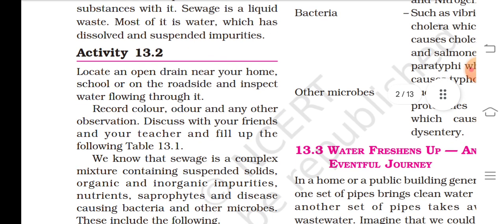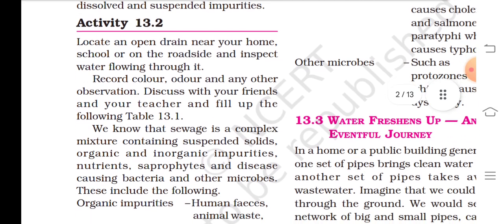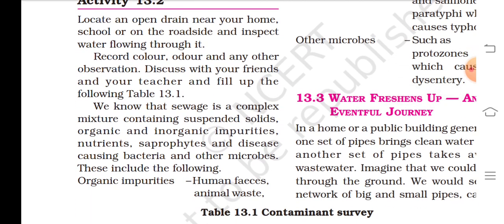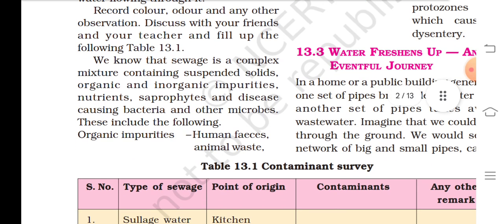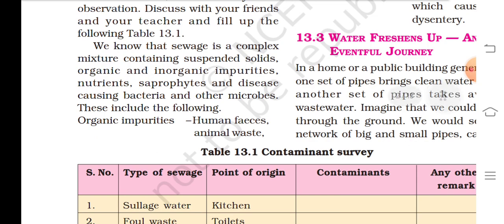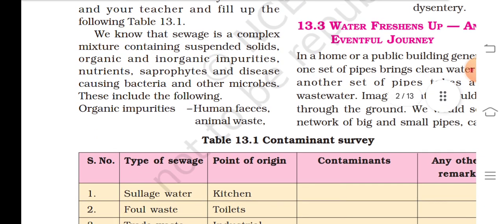Sewage is a liquid waste, most of it water, which has dissolved and suspended impurities. Locate an open drain near your home, school, or on the roadside and inspect the water flowing through it. Record color, odor, and any other observation. Discuss with your friends and your teacher and fill up the following table.